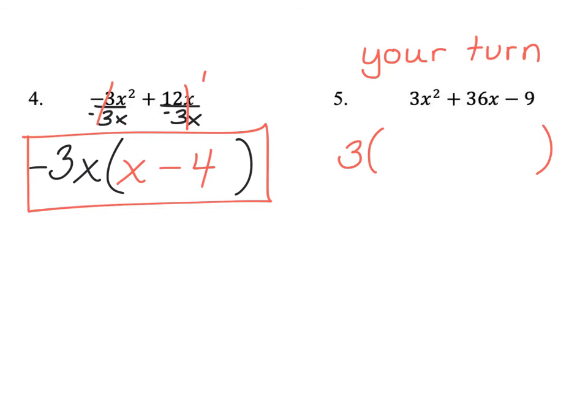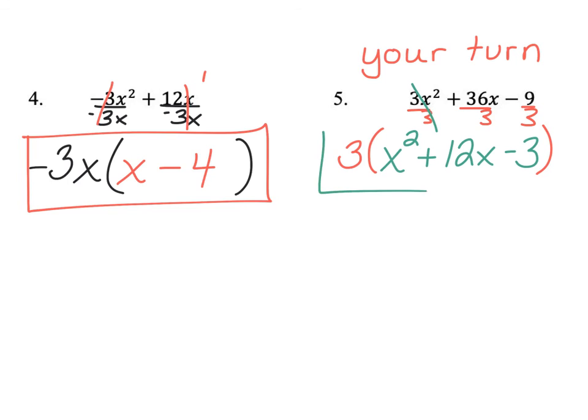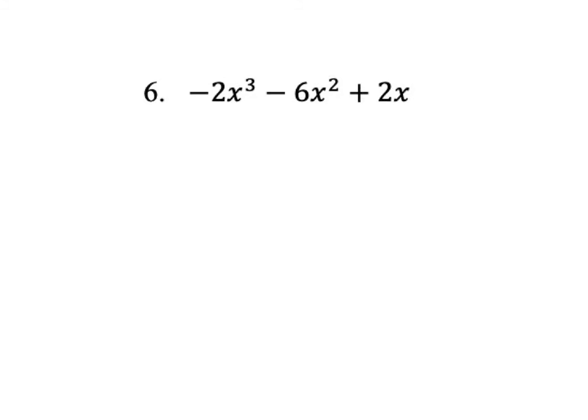So hopefully you spot that 3 is the largest thing that goes into 3, 36, and 9. There is not an x in all 3 places, so I'm just going to divide by the greatest common factor, which is 3. So as I divide each of these by 3, what's going to remain? Well, I'm going to have an x to the second plus 12x minus 3. And there's my factored form. And this is the last practice one in the video. Try this one on your own.